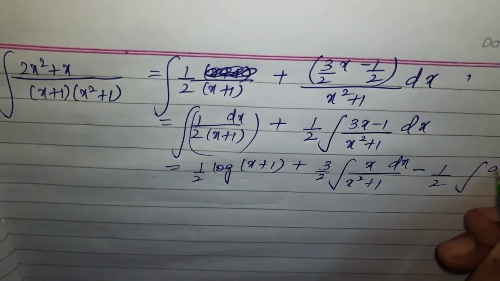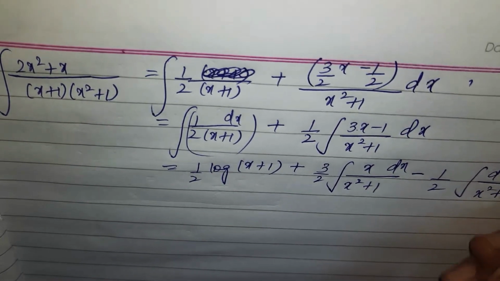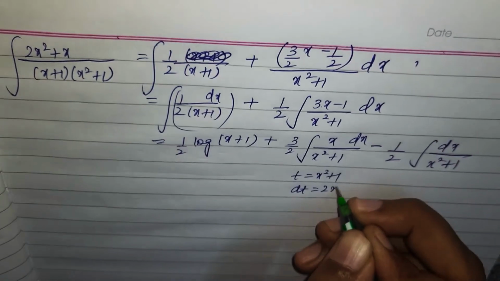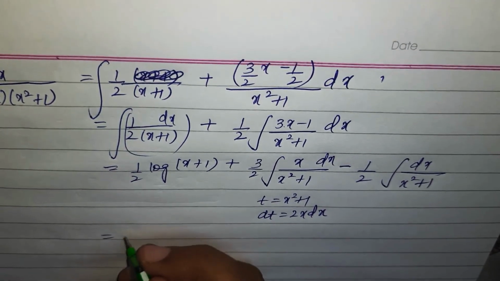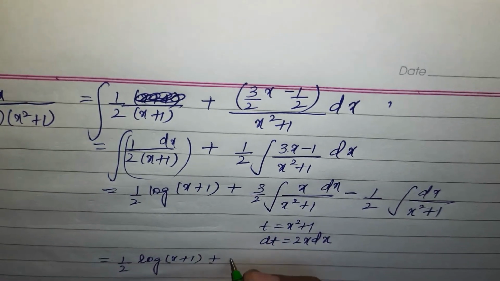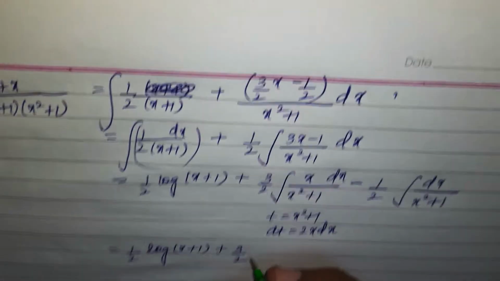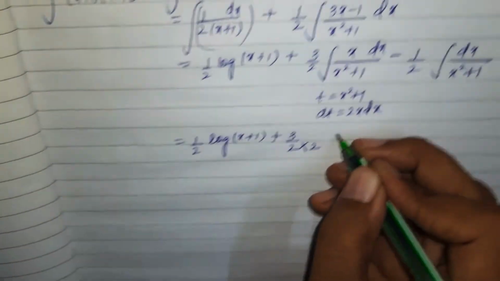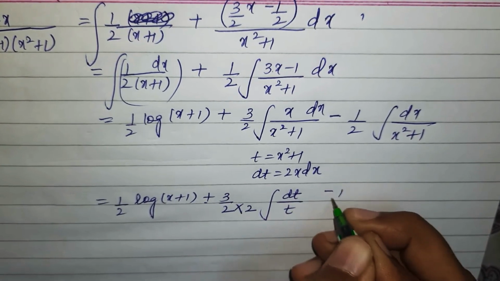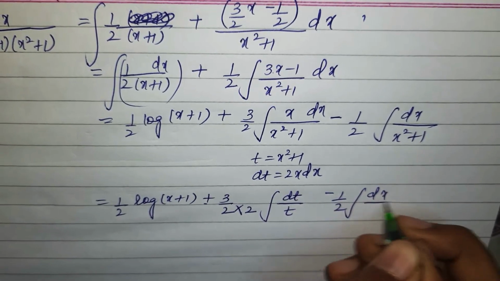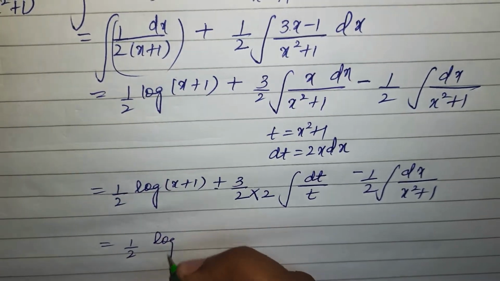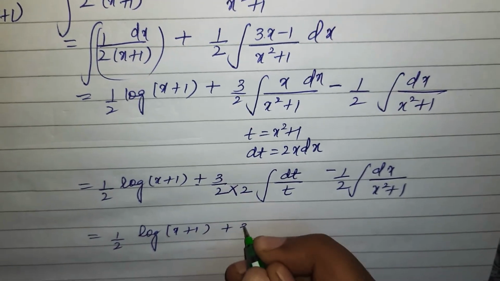This will become dx upon x square plus 1. So this will become t, x square plus 1, dt is 2x dx. So I am getting 1 by 2 log of x plus 1 plus 3 by 2, and this will become into 2 dt upon t minus 1 by 2 dx upon x square plus 1. So I am getting 1 by 2 log of x plus 1 plus 3 by 4.